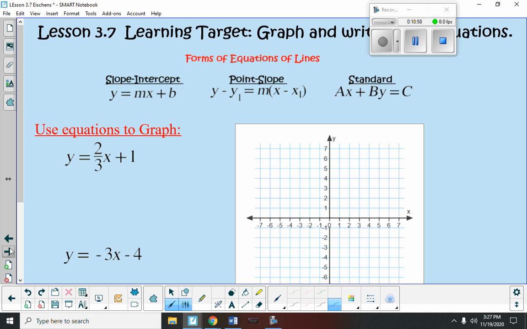So in the first one, it says y equals 2/3 x plus 1. So this is in slope-intercept form. You're given the slope and the y-intercept. So first of all, you graph the y-intercept. So on the y-axis, we go to 1, plot a point. That's where it's going to cross the y-axis.